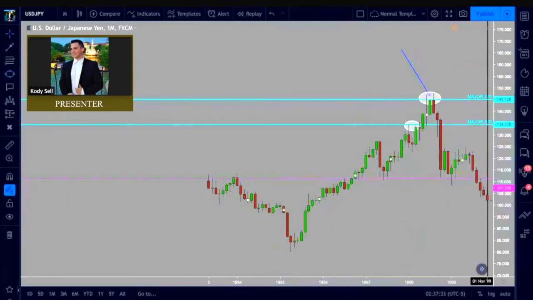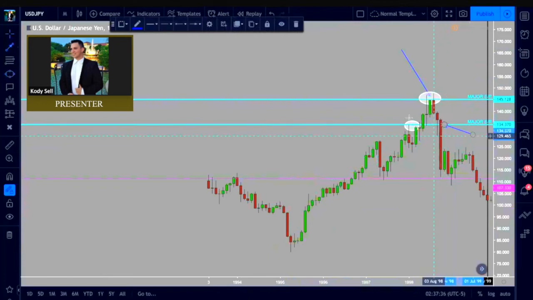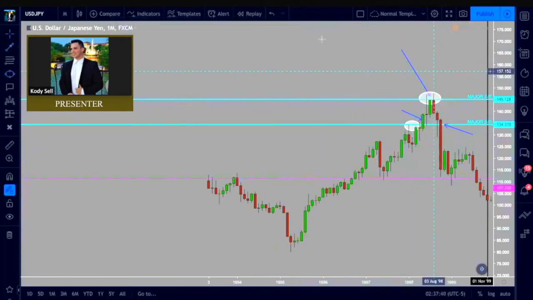Also, to help us with our case, we're noting a strong candle breach right here and a pretty strong candle breach right here as well. So again, it helps build our confluence for this level. Now, we're going to keep going down.